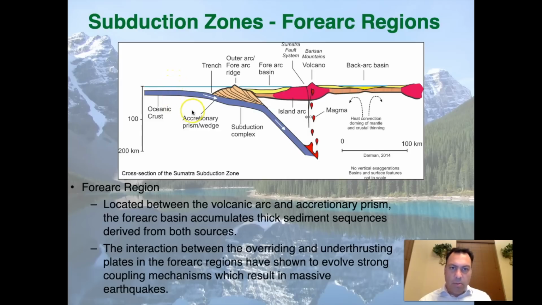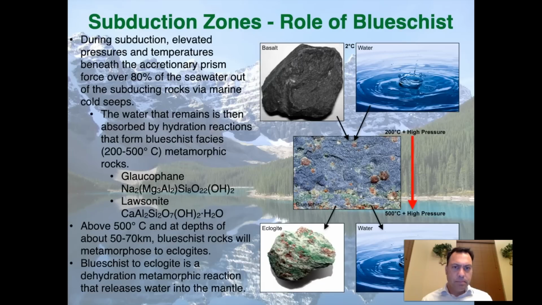Now there's a very important reaction that is happening as we go into the trench underneath this accretionary prism and down into the mantle, and it's a metamorphic reaction, and it's extremely important that we discuss it because we need to figure out how water is getting down into the mantle and creating the volcanoes in the first place. All right, so in order to be able to discuss this, we need to talk about blueschist.